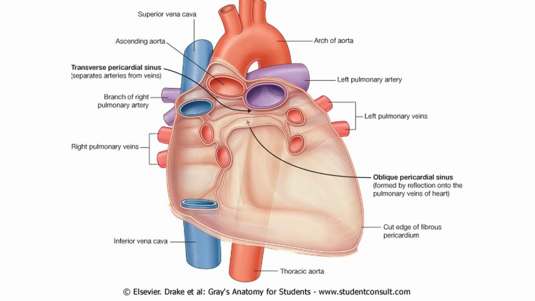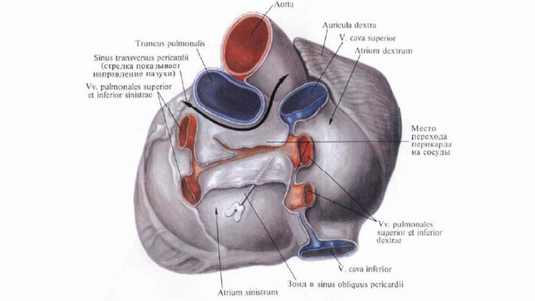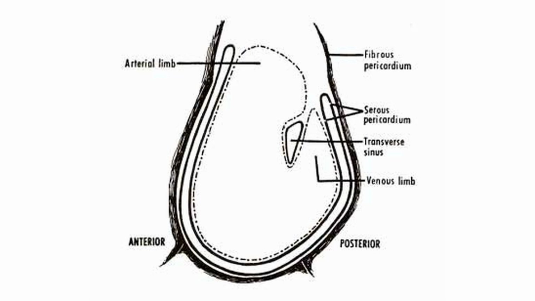The two upper chambers are the atria. The right atrium receives deoxygenated blood from the body via the superior and inferior venae cavae. The left atrium receives oxygenated blood from the lungs through the four pulmonary veins.